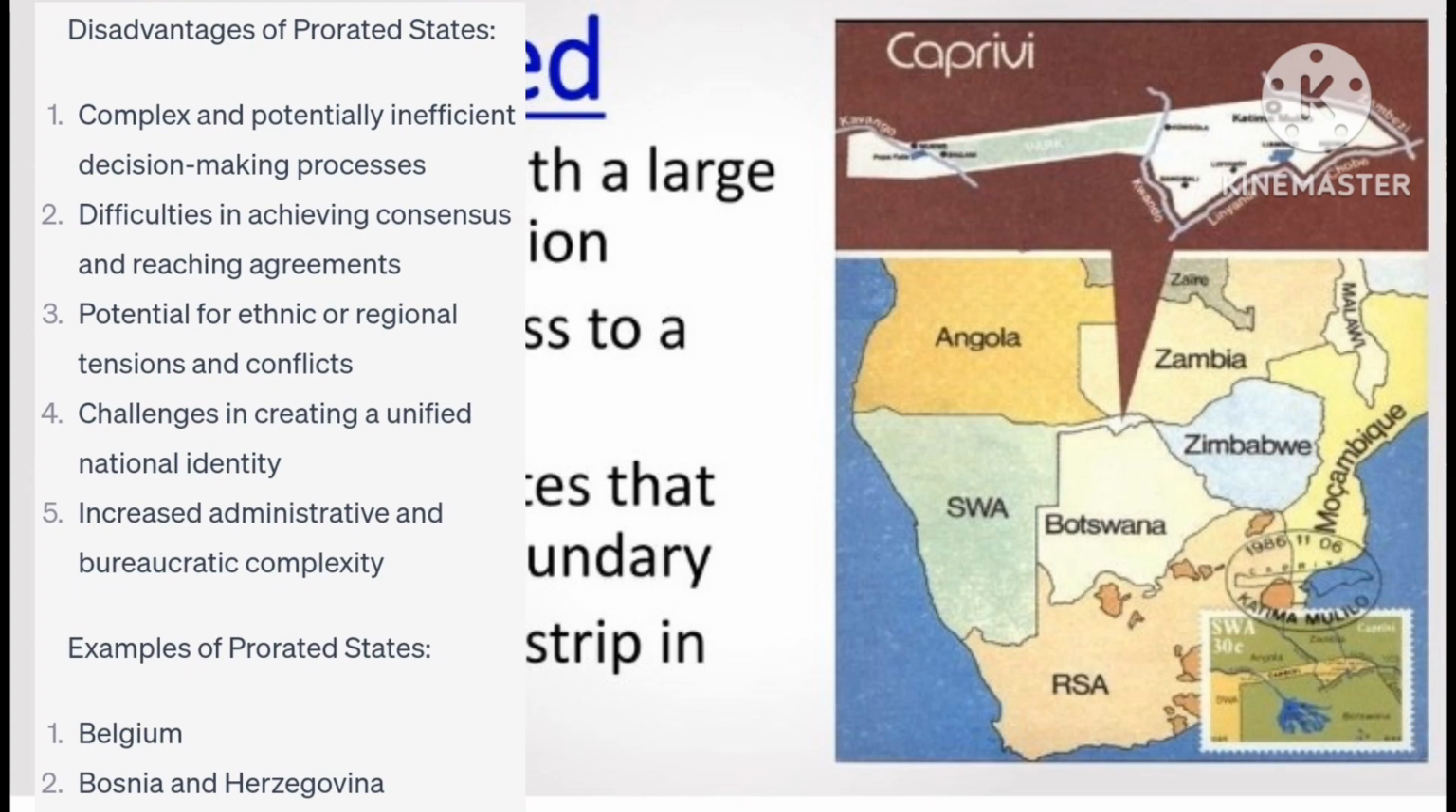Belgium and Bosnia Herzegovina are also prorupted states. You can take the example of Belgium and Bosnia Herzegovina.